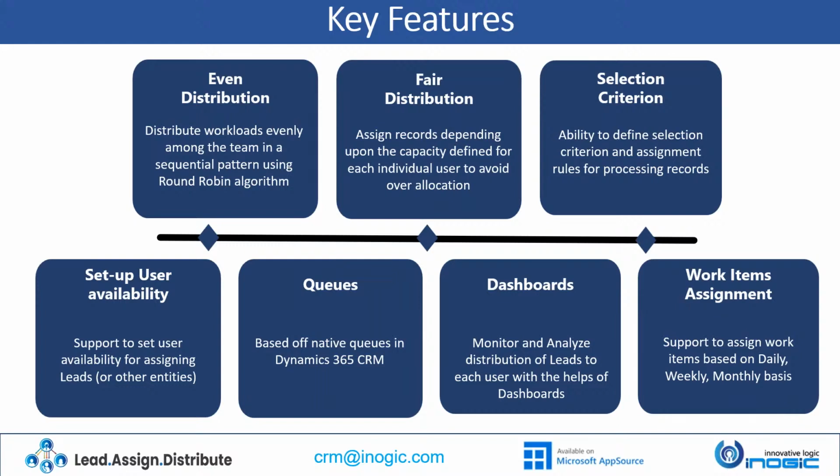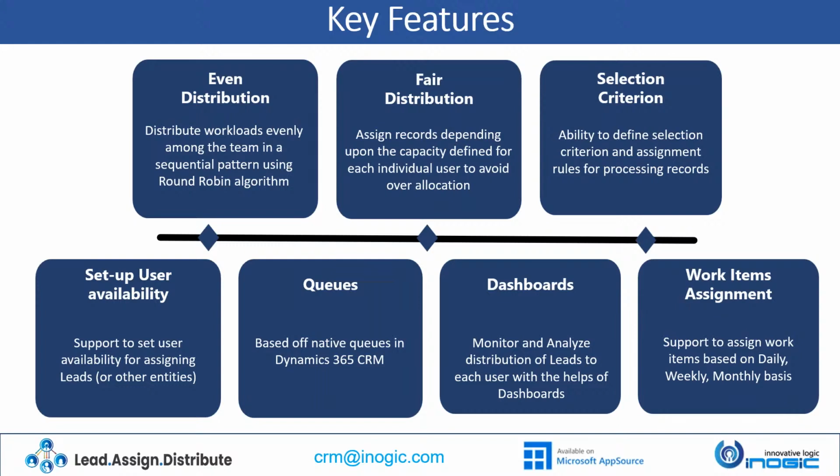The next is the user availability. That's one of the features that we have introduced recently, and what it does is, what happens if a user or a sales representative is going on a planned leave? Should the leads still be assigned to that sales representative? And that's where the user availability comes into the picture. With the lead assignment and distribution automation, we have the support to set the user availability for assigning the leads or any other records or entities.